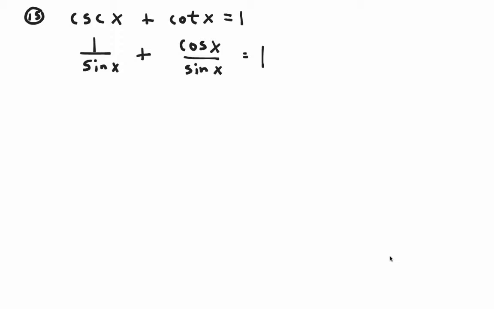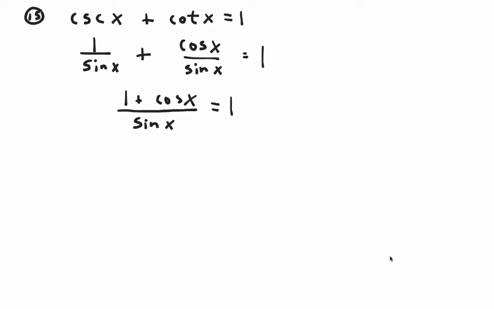And something we can do now, we can bring these together. We're just going to add them. We're going to clean it up. So now you have 1 plus cosine of x over sine of x, because you have the same denominator. So you just bring them together.